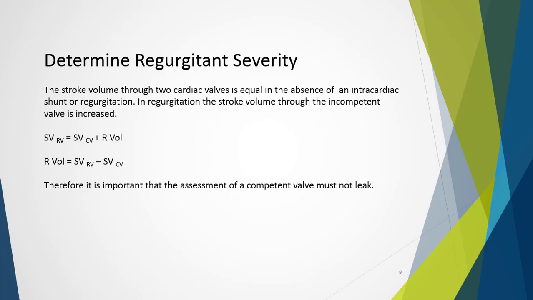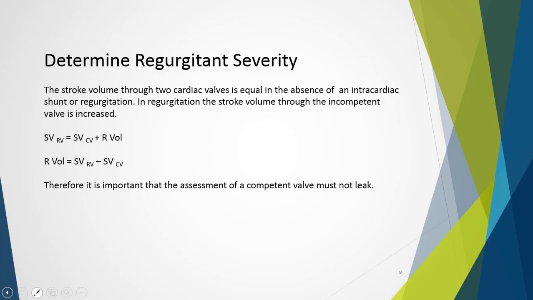It's the sum of normal stroke volume plus the volume of blood that has leaked backwards into the receiving chamber that then needs to be expelled forward again. So we can see our volumes here. The regurgitant valve's volume is going to equal a competent valve plus the regurgitant volume. So we just rearrange our formula slightly because we want to work out what the regurgitant volume is. It's the difference between the regurgitant valve and the competent valve.